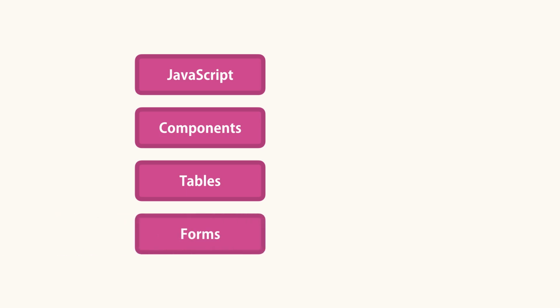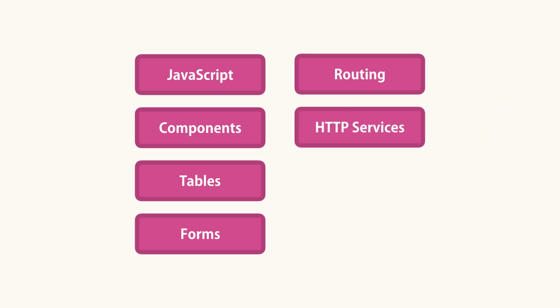Following that, we'll look at forms with validation. Again, another common feature in almost every single application out there. Then we'll look at routing and navigation. So in this section, you will learn how to have multiple pages in your application and take the user from one page to another. Next, we'll look at calling HTTP services.